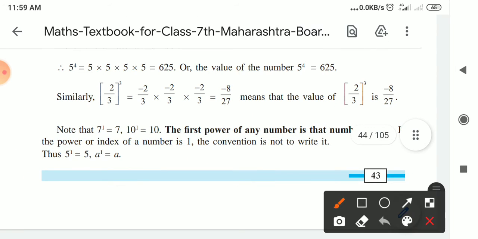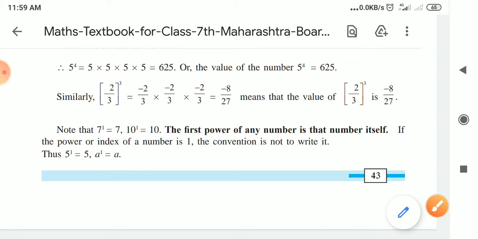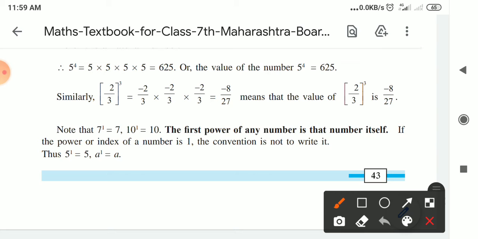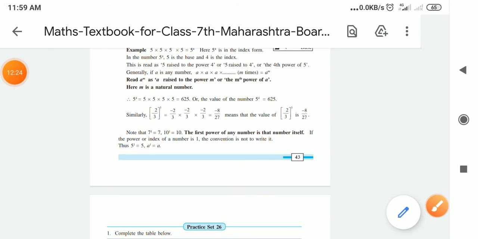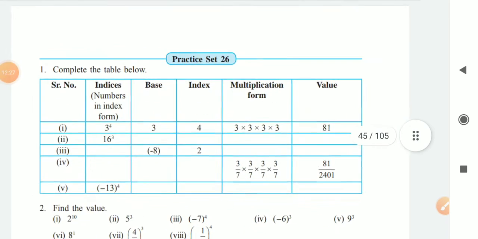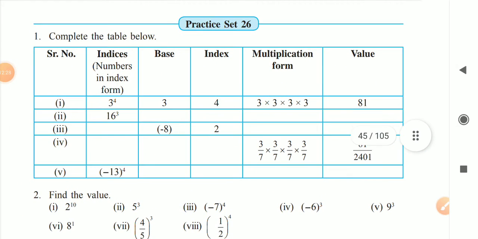In the exam they may ask you a raised to 1 is equal to dash. So at that time you have to write a raised to 1 is equal to a. Instead of a, if they give any number, like 17 raised to 1, you have to write its answer. Okay, do all of you understand? So in this way, this is the general rule. Now you have to solve practice set number 26.